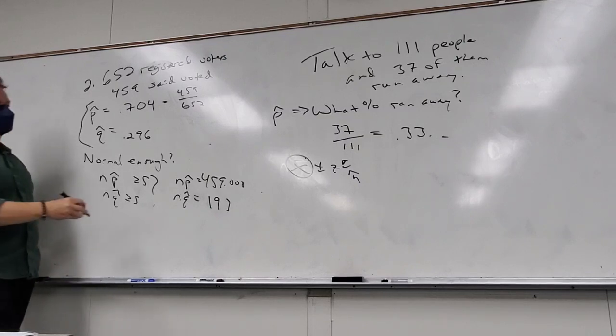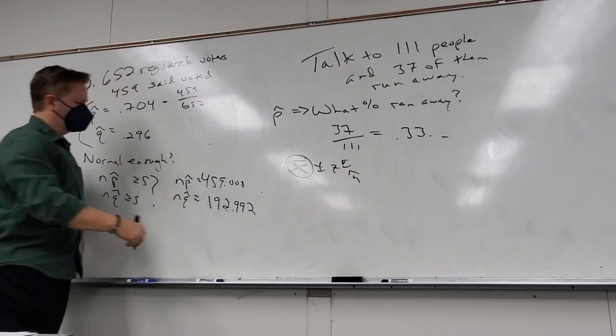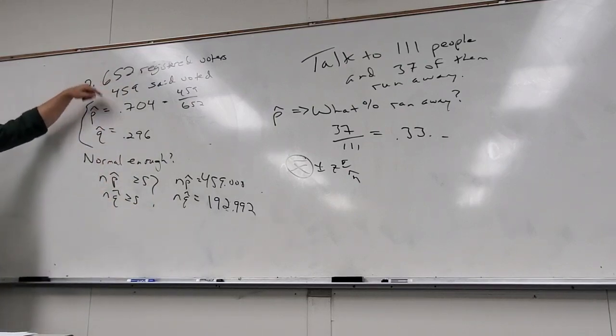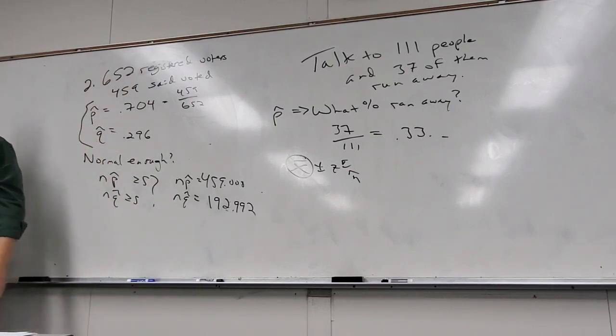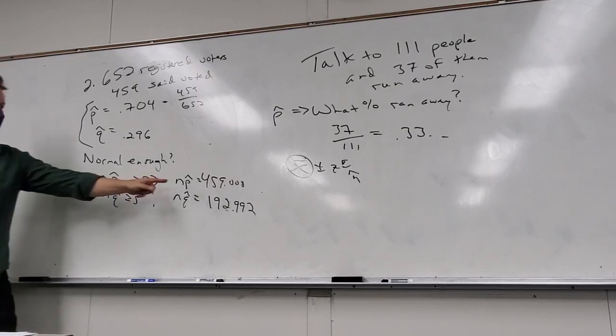Yeah, 193. So it'd be 192.992 if you do 652 times 0.296. And again, it doesn't matter if you don't get it. You can just do the work here.